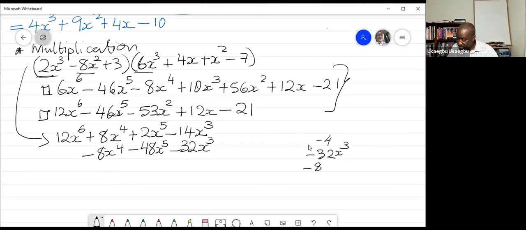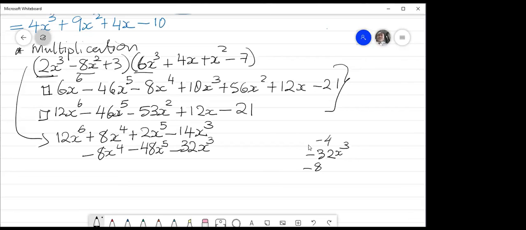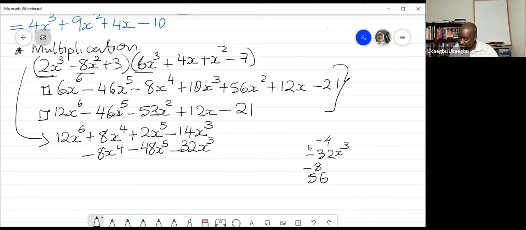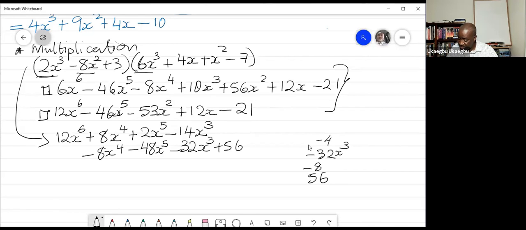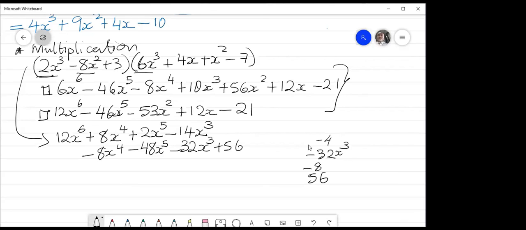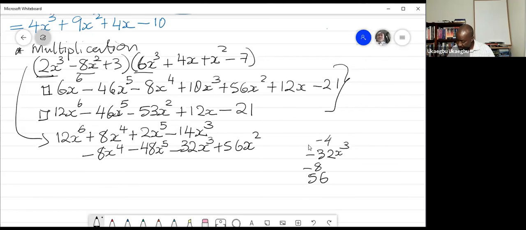We go again. 8 times 7 is 56. Negative times negative is positive, so we have plus 56. And then we have x raised to power 2. Okay, so let me get this out of the way.